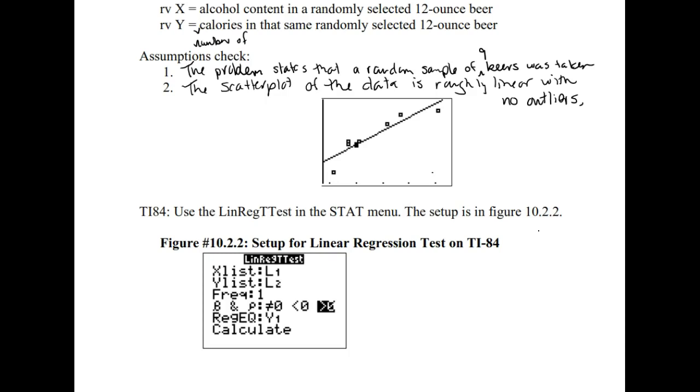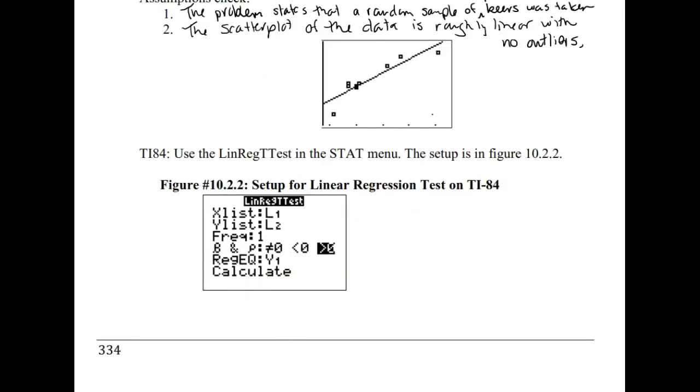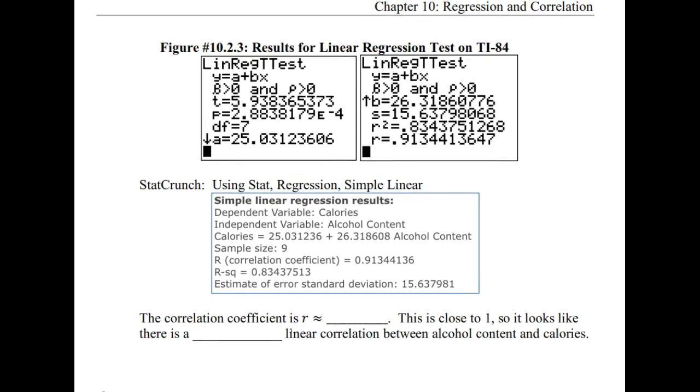All right, so on the TI-84, we use the LinRegTTest in the STAT menu, and the setup for that is below. So if our data is still sitting in L1 and L2, next to frequency we have 1. Again, these next couple lines for right now don't matter, so we're just going to highlight calculate to get the output. All right, so the results from the LinRegTTest screen, we are interested in this value of r. In StatCrunch, if we use Stat, Regression, Simple Linear on those two, we also have the value of r.